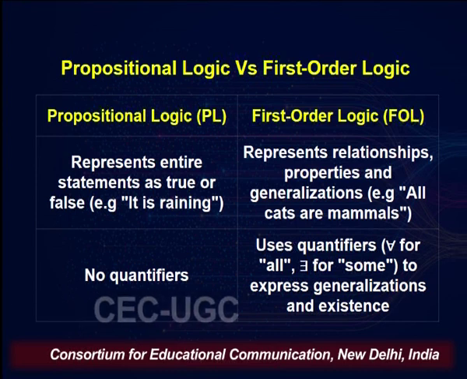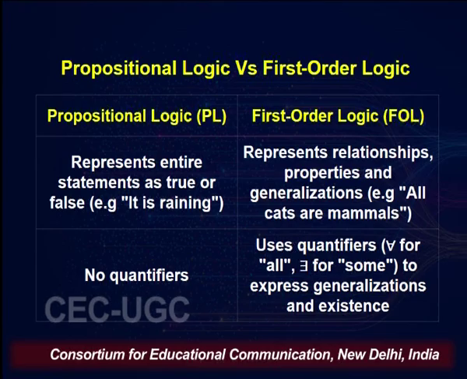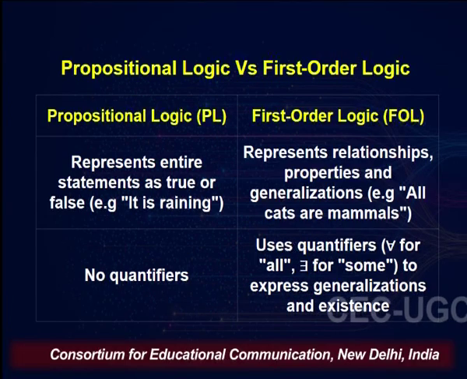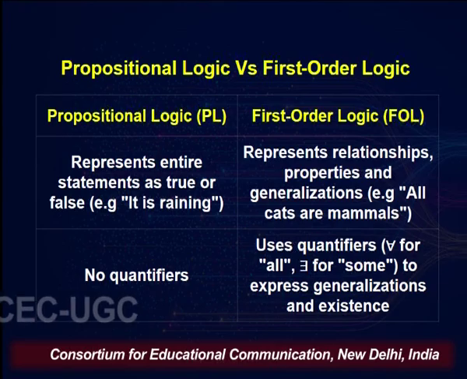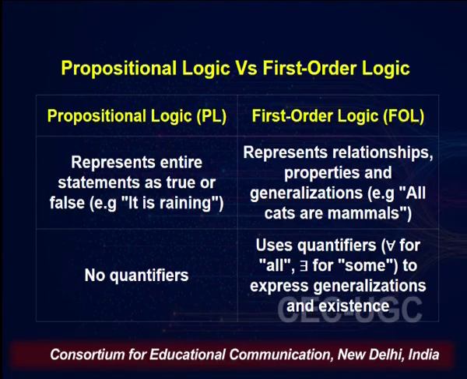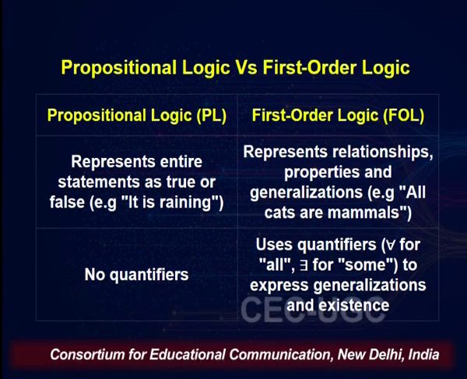Now first order logic is more expressive as it represents relationships, properties and generalizations. For example, all cats are mammals. Propositional logic does not have any quantifiers, but first order logic uses quantifiers: the universal quantifier, for all, used for generalizations, and the existential quantifier, used for some specifications.